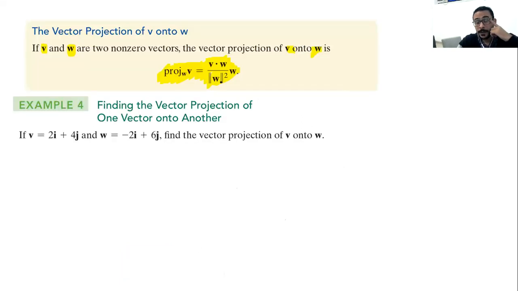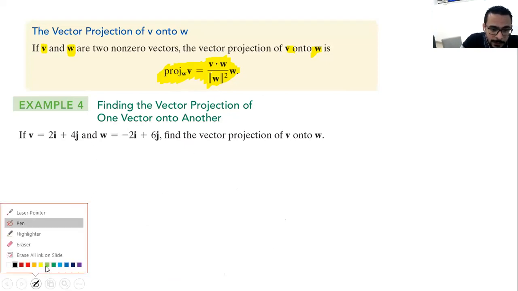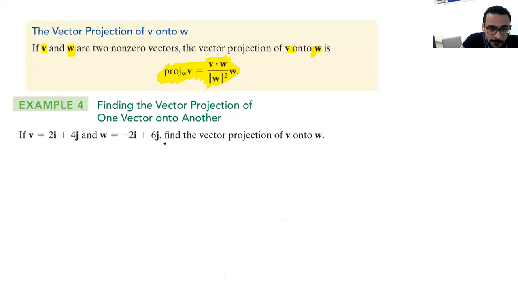Keep it in your mind that the projection of V onto W is V dot W over magnitude W squared, times W. So it's just applying the rule. V is given, W is given. Find the vector projection of V onto W. Omar Zakaria is not here, right? Omar Zakaria Abdullah. Do you hear me, Omar? Answer this question by using the formula above.